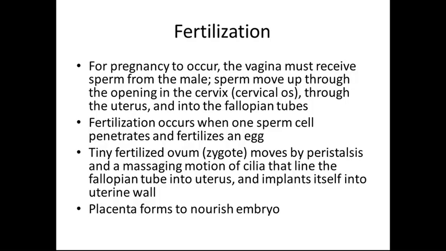Fertilization occurs when one sperm cell penetrates and fertilizes an egg. The tiny fertilized ovum, or zygote, moves by peristalsis and a massaging motion of the cilia that line the fallopian tubes into the uterus and implants itself into the uterine wall. The placenta forms to nourish an embryo.